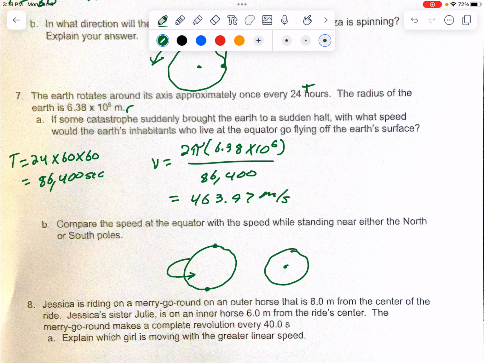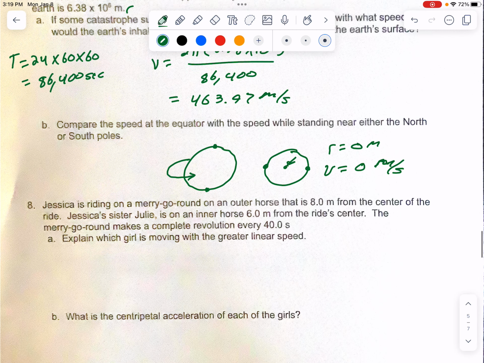Out here on the equator, you'd have your most velocity because you actually have a radius. But if you're right here smack dab in the middle, that means your radius would be 0 meters. And if you don't have a radius, that means you're not covering any ground at all. So therefore, your velocity would be 0 at the North or South Pole.